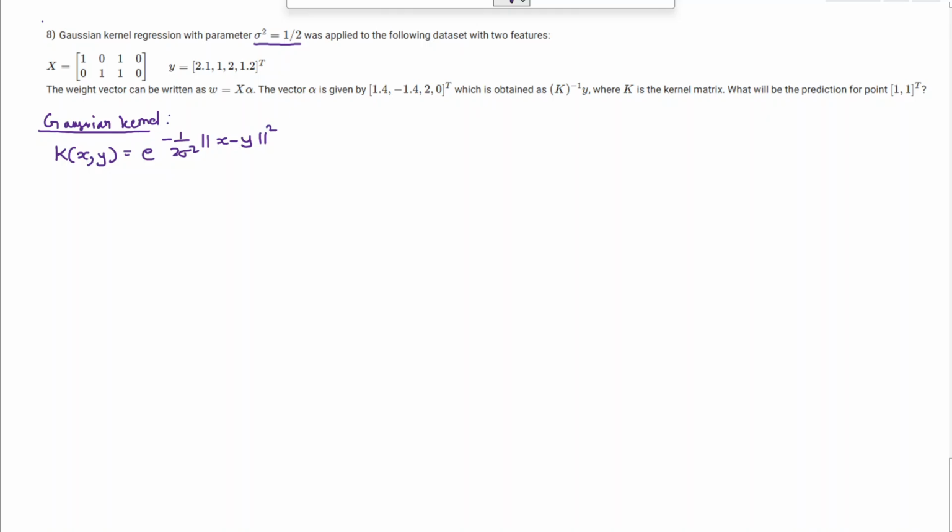And here it's given that sigma square is 1 by 2, so this would be e to the power minus of norm x minus y squared, right? Okay, and the data set is also given.